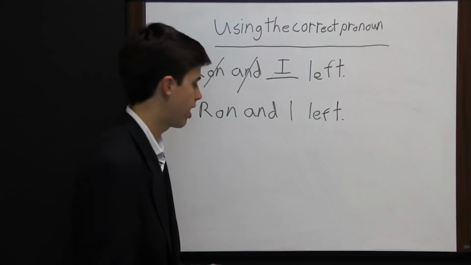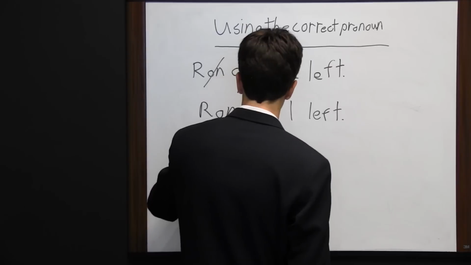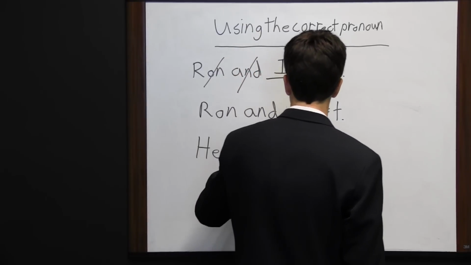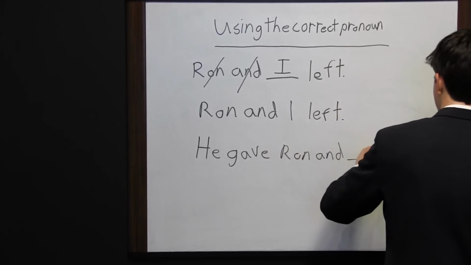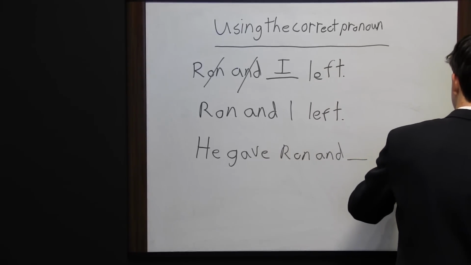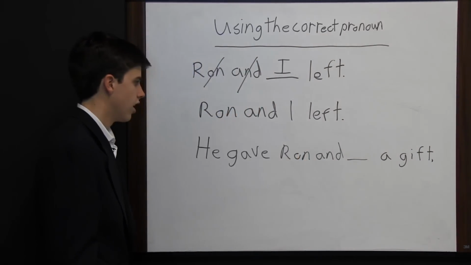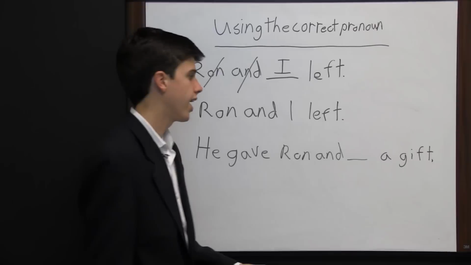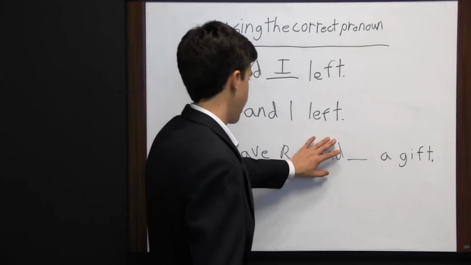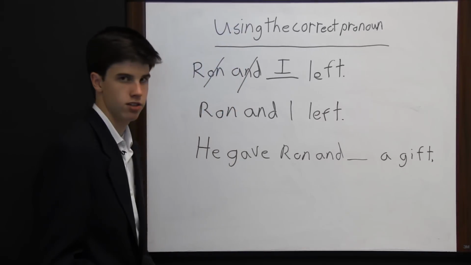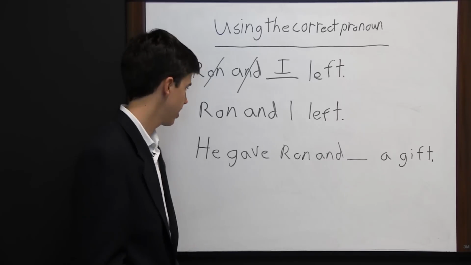All right, let's look at another example. He gave Ron and blank a gift. So here, do we insert the pronoun I or me? Well, let's try the trick again and remove Ron and from the sentence. So we can try it two ways. Once by inserting the pronoun I, and once by inserting the pronoun me.